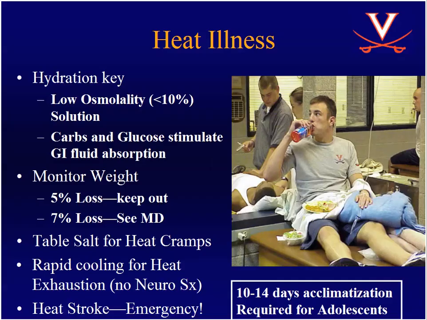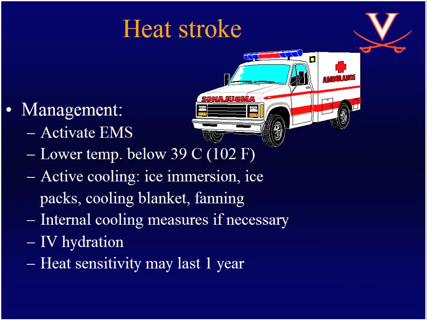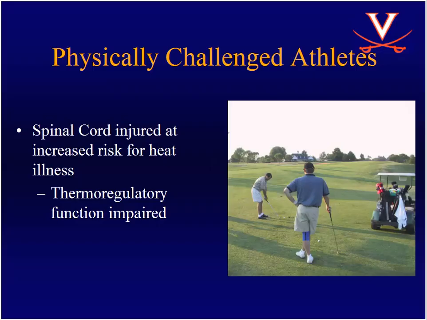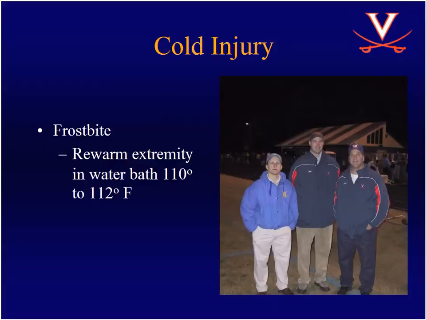Heat illness. The key here is to drink fluids and to monitor the weight and urine output, and there are various degrees of heat illness. The worst is heat stroke, of course, and that's an emergency. If you have heat stroke, you need to get these guys involved and cool them down. Physically challenged athletes, for example, with Down syndrome, you need to recognize that they have thermoregulatory problems. Spinal cord injury also causes thermoregulatory problems, and be aware of that. Frostbite, rewarm, and warm baths.